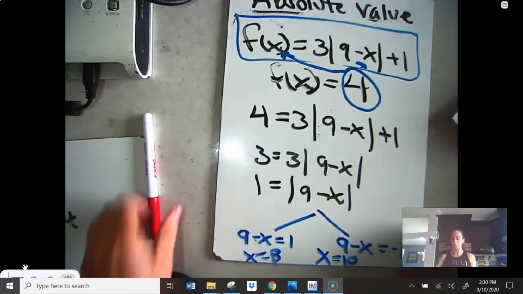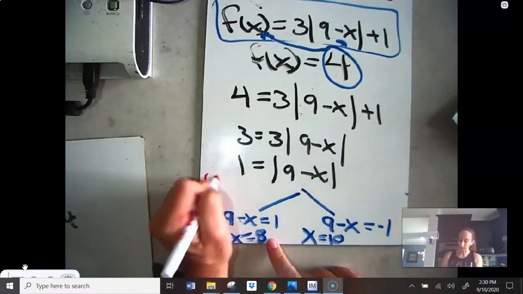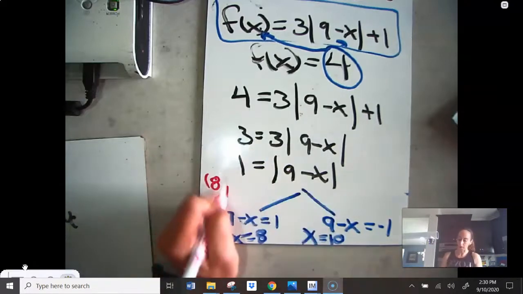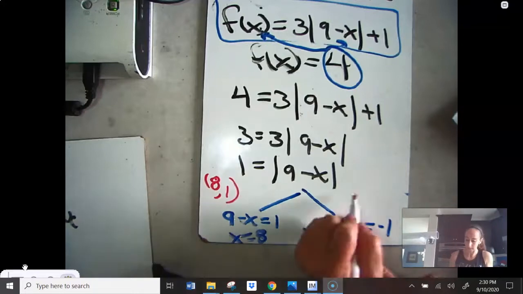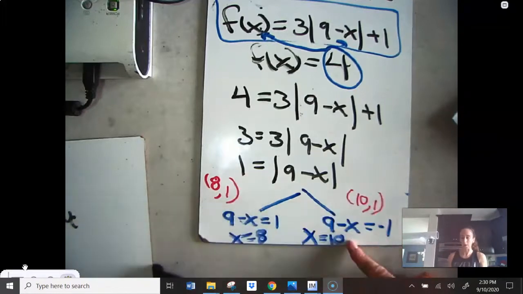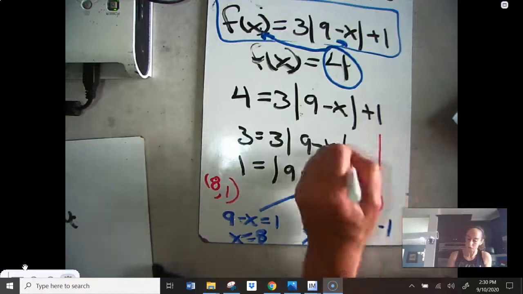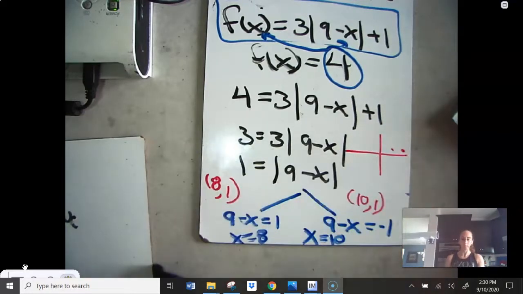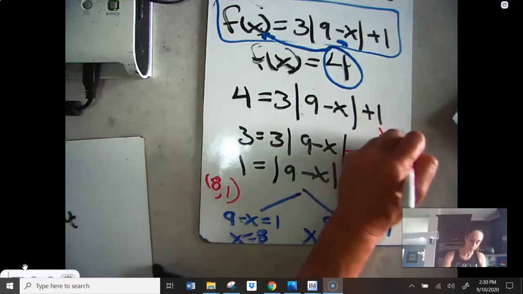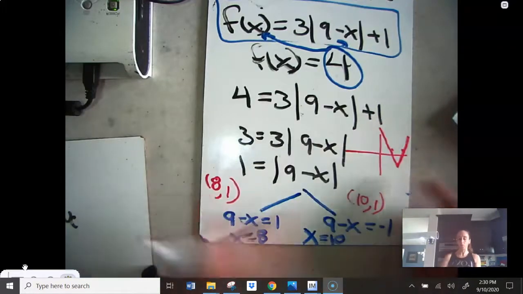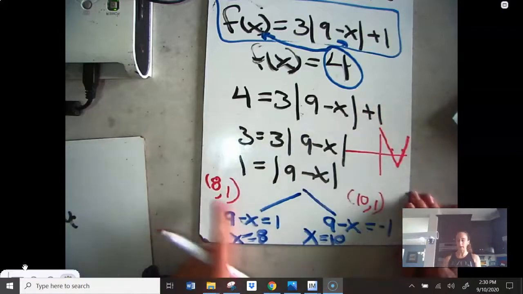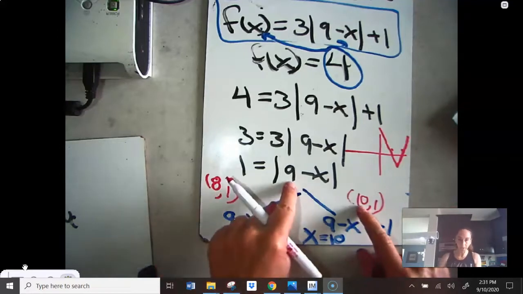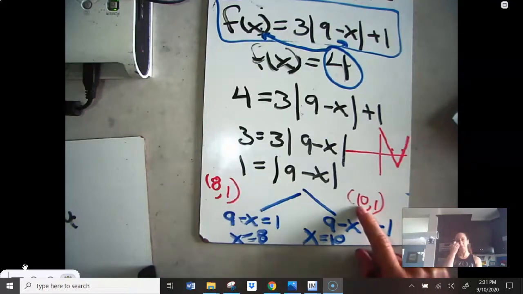What does that mean in terms of graphing? When my x is 8, my y is 1. When my x is 10, my y is 1. If I asked you to graph this, 8, 1, and 10, 1, and you know it makes a V, well, look at this. Oh, sorry, that's not 8 and 1. Yeah, we're good. 8, 1, and 10, 1. What's halfway between 8 and 10? 9. Vertex form, right? Okay, hopefully that's looking.